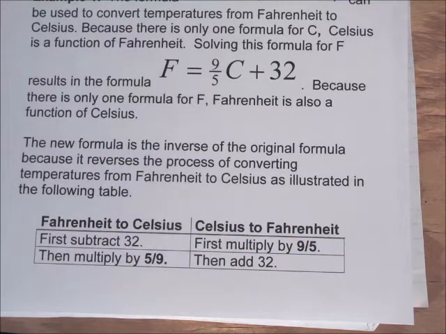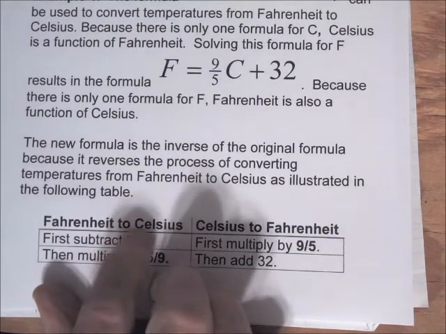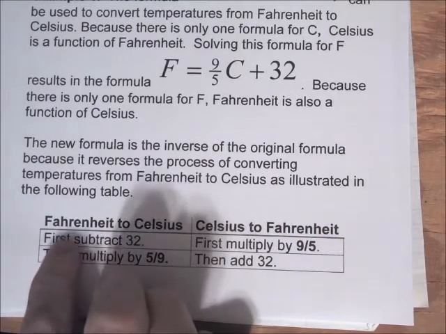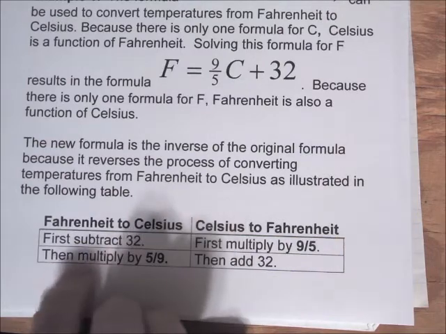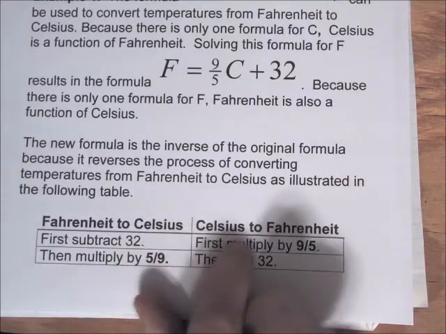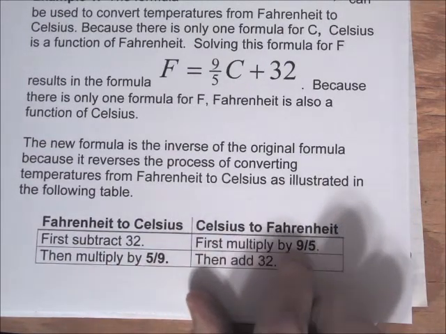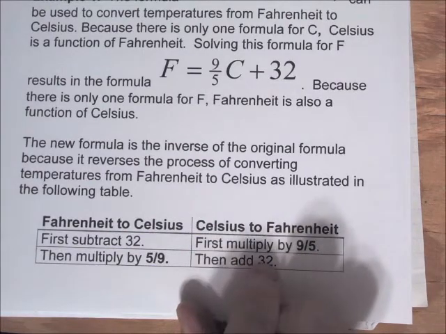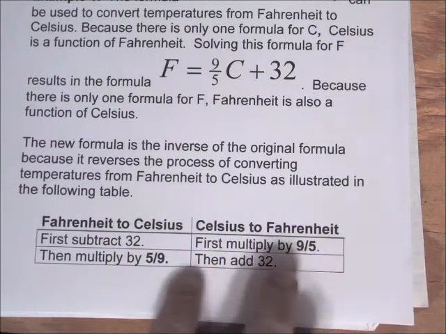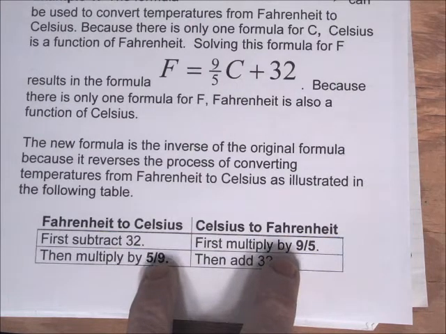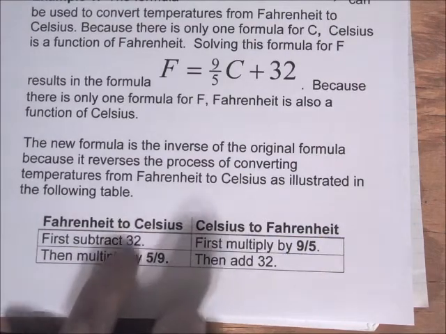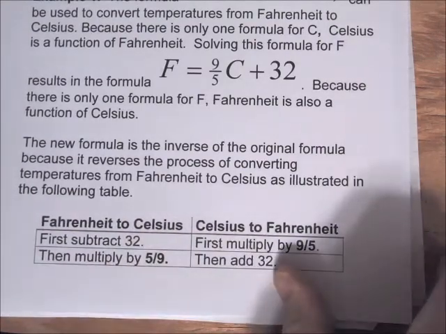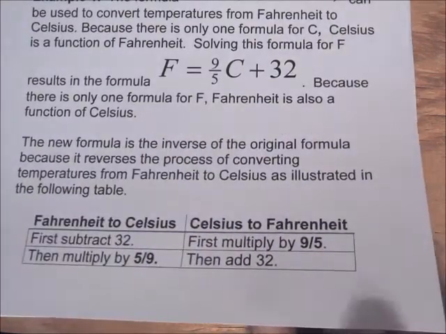So we're also sort of reversing the order of operations. From Fahrenheit to Celsius, we first subtract 32 and then multiply by 5/9. Celsius to Fahrenheit, we first multiply by 9/5 and then we add 32. So we have a multiplicative inverse, an additive inverse, and we're reversing the order of operations, and the overall effect here is a function inverse.